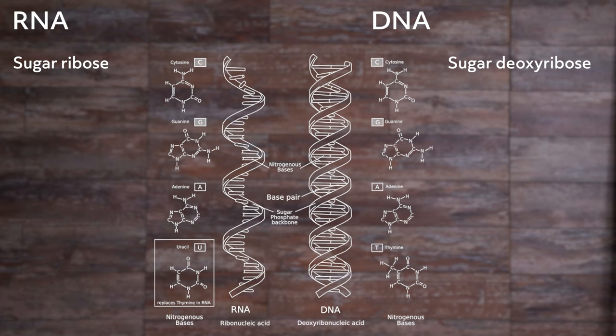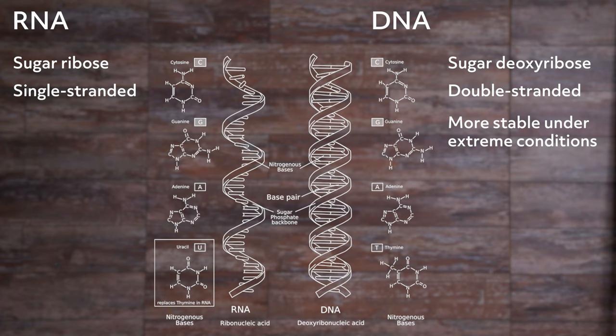Though the contrast is subtle, the difference changes the entire function. DNA is double-stranded. RNA, on the other hand, is single-stranded. DNA is more stable under extreme conditions, but RNA is not very stable due to it only being single-stranded.